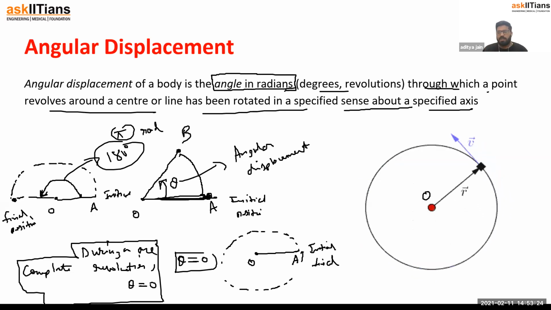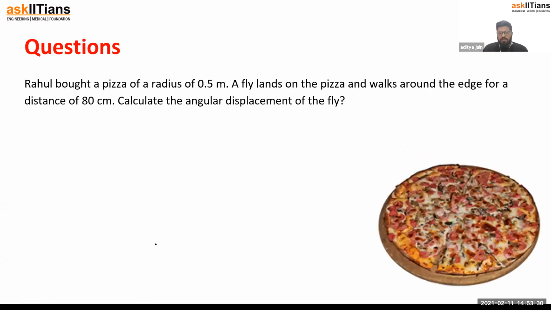And angular displacement is always measured in radians because it is actually theta only, or angle only. Clear? Now see a question. You can see a delicious cheesy pizza in this picture. The pizza is given of radius 0.5 meter. Rahul bought a pizza of radius 0.5 meter.